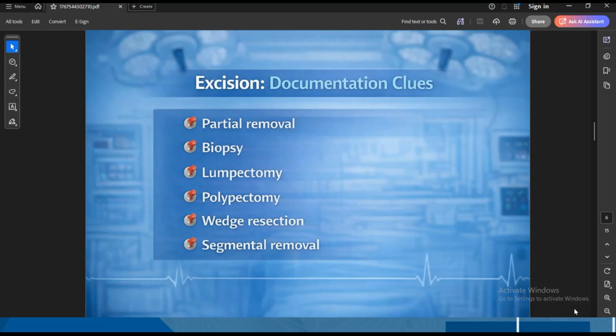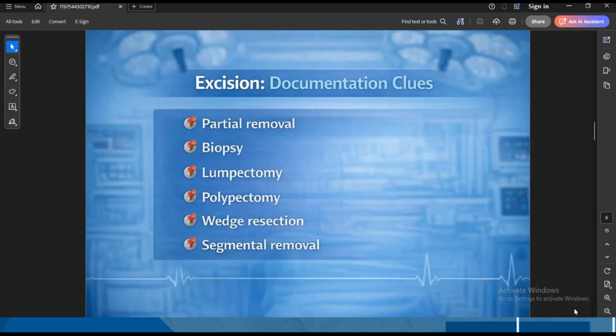If the documentation says lumpectomy, lumpectomy is removal of part of the breast, not the complete breast. The complete breast we call mastectomy. But if we see lumpectomy in the documentation, you need to use the excision root operation. Next, polypectomy. Polypectomy is also removal of tissue of the colon, not the complete colon, so polypectomy also comes under excision.